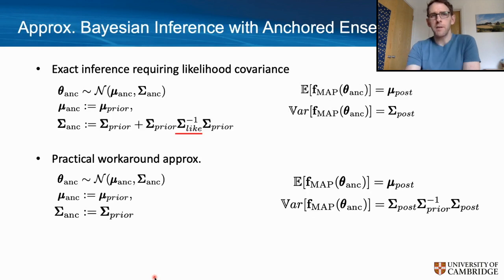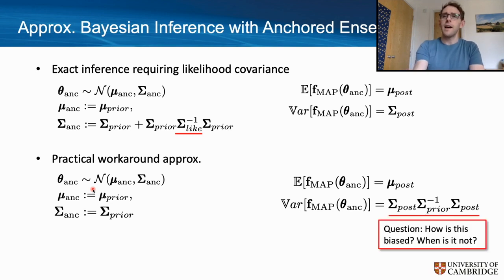So what we were thinking about in the paper was, instead of using this full term for the covariance, what if we just use a practical workaround where the anchoring distribution is just going to equal the prior distribution. And in this situation, you're no longer going to return the true posterior, even in this normally distributed case. And a lot of what the paper was asking was, in what way is our posterior now biased, and when is it not?